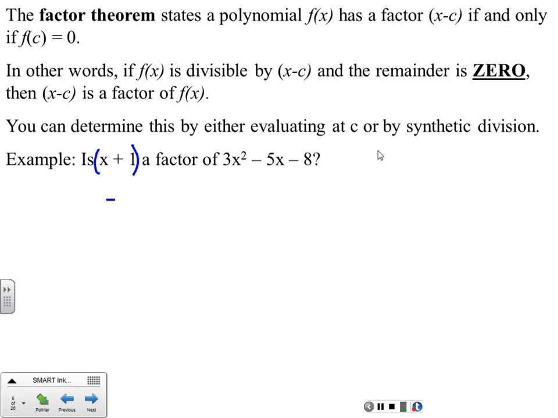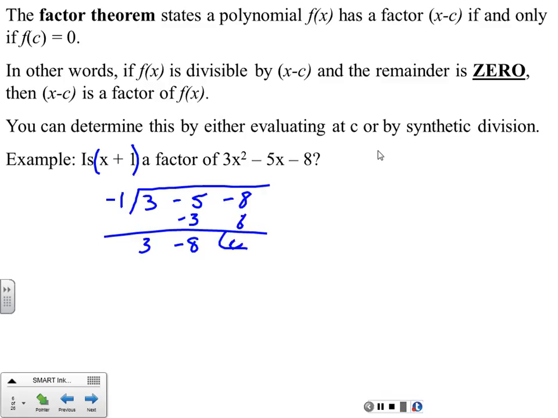So you're going to do a negative 1 into 3, negative 5, negative 8. Synthetic division: 1 times negative 1 times 3 is going to be a negative 3. Add them together and you're going to get negative 8. Negative 1 times negative 8 is positive 8, and you get a 0. Since I get a 0, the answer is yes.